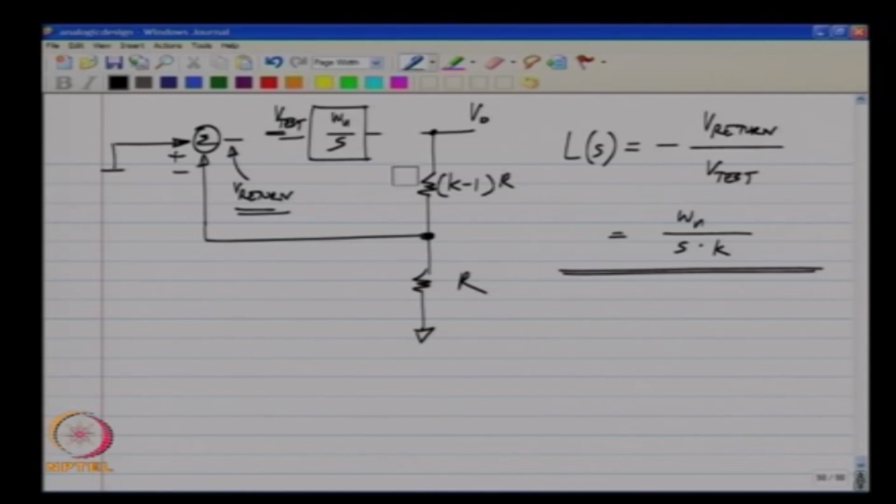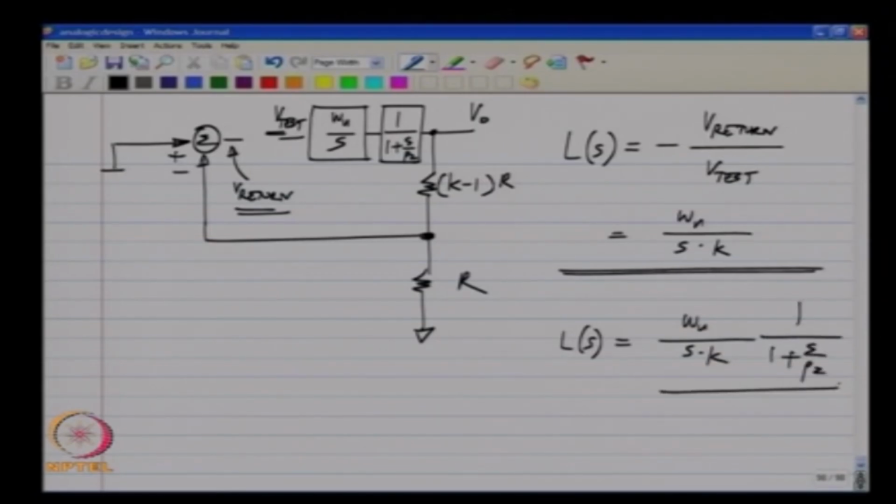Now, if you have an extra pole here, it is very easy to analyze. We get an extra factor of 1 by 1 plus s by p 2 added on to our original loop gain. Okay. L of s will simply turn out to be omega u by s times k, times 1 by 1 plus s by p 2. Okay. This is with the extra pole. Okay.